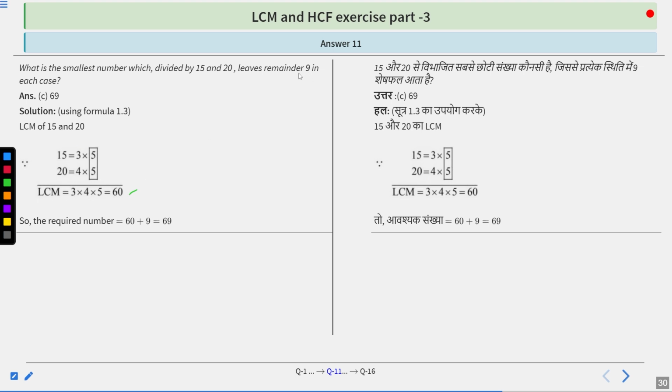And the leftover remainder was 9 every time. So the formula is: the number is the LCM plus the remainder. So 60 plus 9 is 69. Option number C is the correct answer.